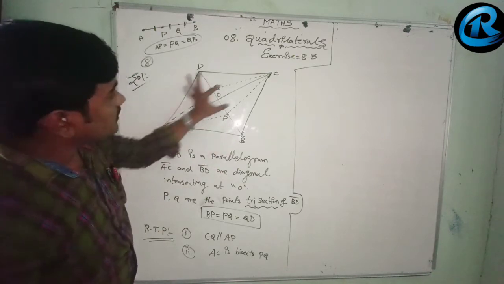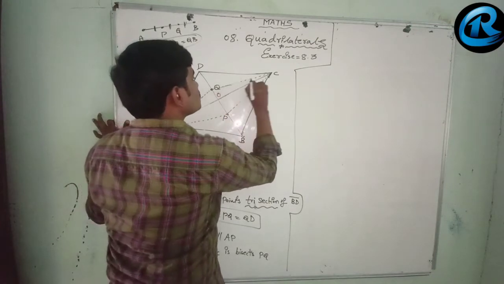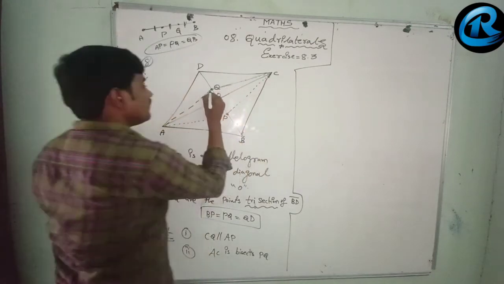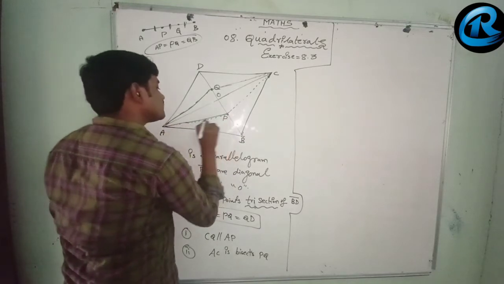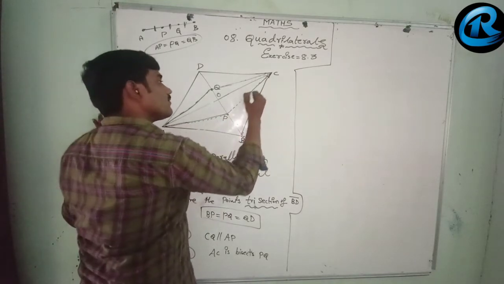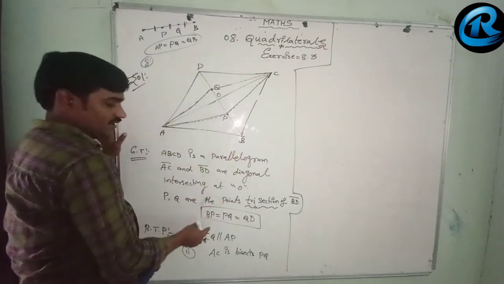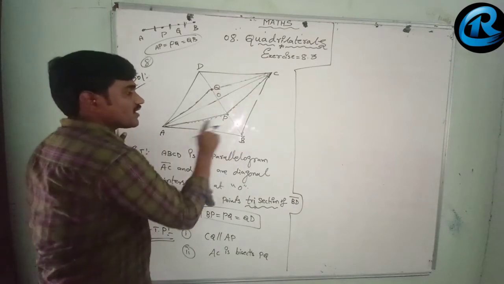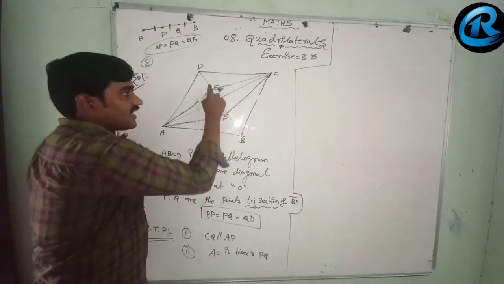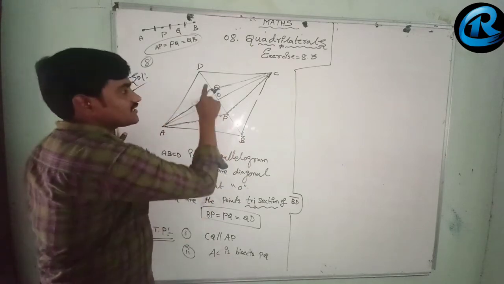ఈ AC అనేది PQ ను bisect చేస్తామని చూపించాలి. ఎలా చూపిస్తాం? సో సింపుల్. ఫస్ట్ ఆఫ్ ఆల్ parallelogram ప్రాపర్టీ గుర్తు తెచ్చుకుందాం. The properties of parallelogram. So opposite sides are equal and parallel. So if AP is parallel to CQ, and the diagonals of a parallelogram bisect each other, so AC will bisect the PQ.